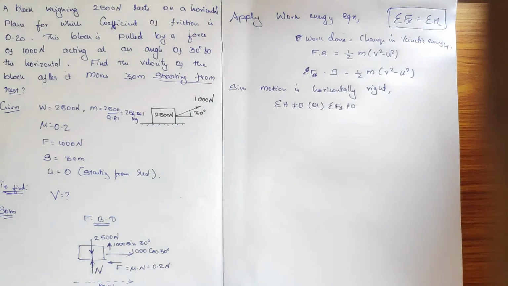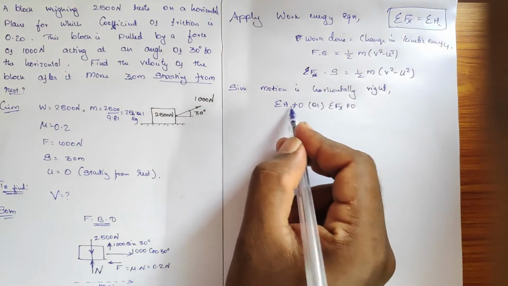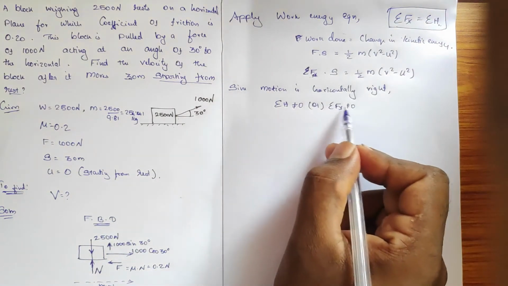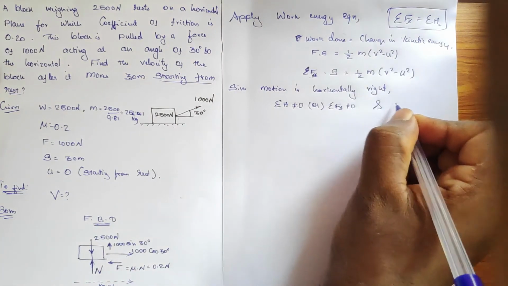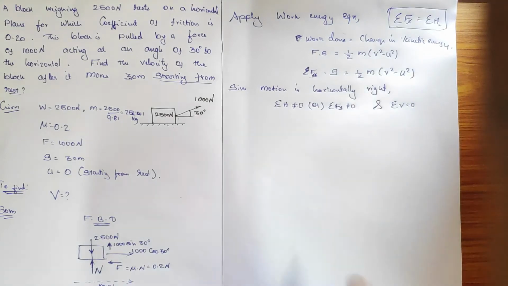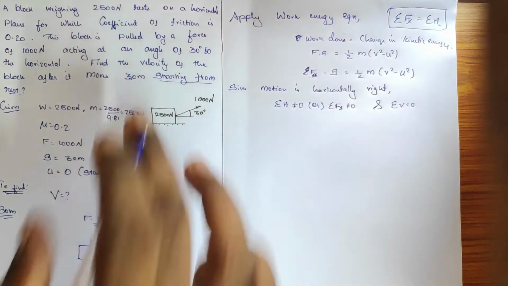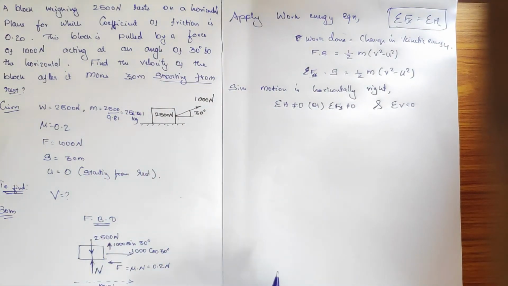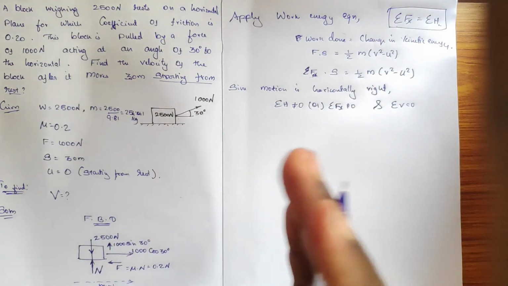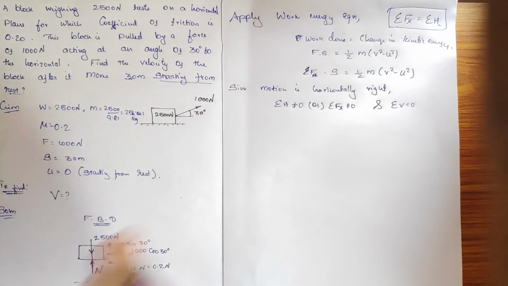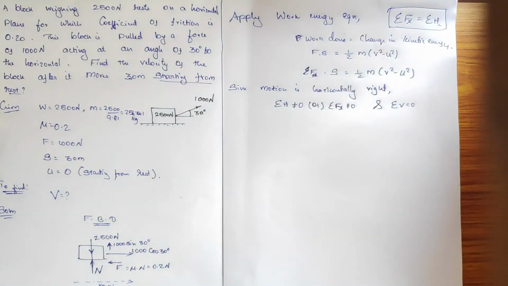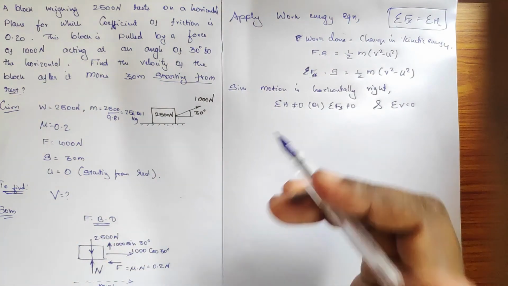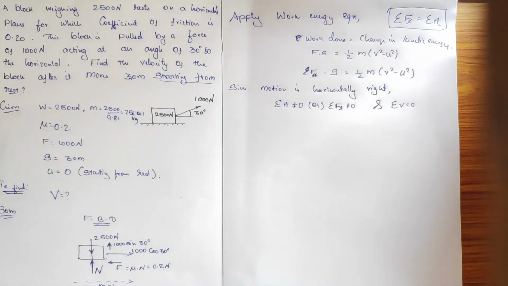In terms of horizontal force, the sum of horizontal force, or the sum of Fx, is not equal to 0. But the sum of vertical force will be equal to 0, because there is no motion in the vertical direction, so it will be in equilibrium. Just like that we need to consider it. The logical understanding is very important in the work energy equation. If you do it in the right manner, you will get the right answer.